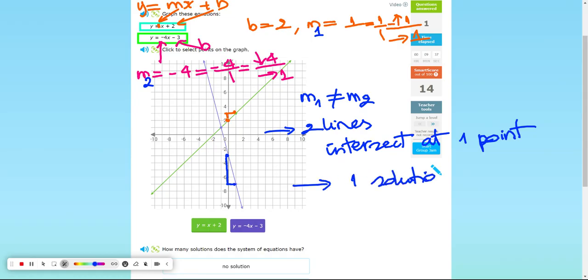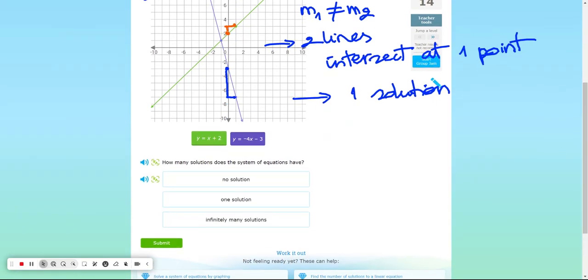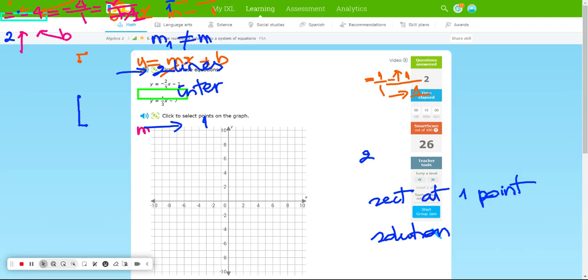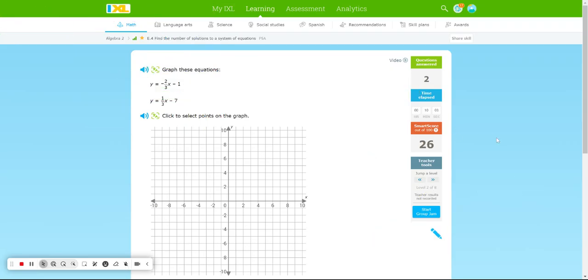They're not asking you what the solution is. They ask you how many solutions: either one solution, no solution, or infinite solutions. So we go over here and answer that there is one solution. We submit. Voila, here we go. Next question over here.